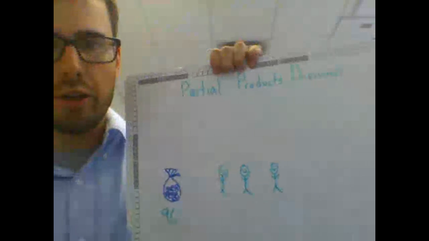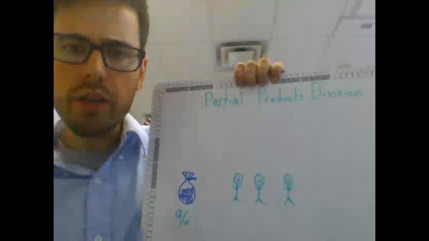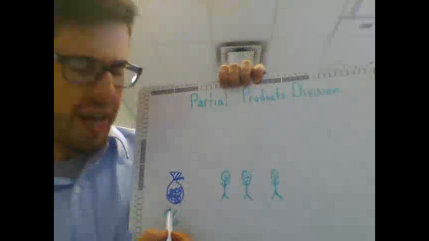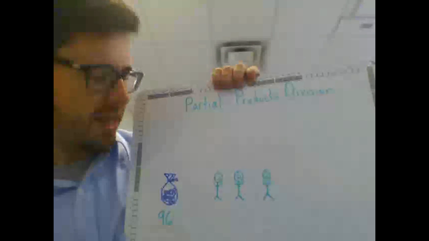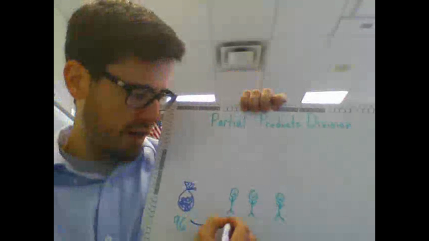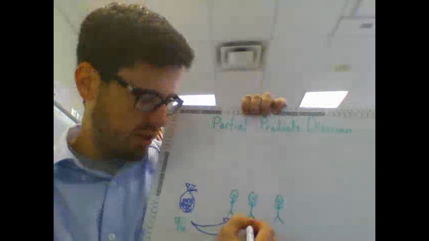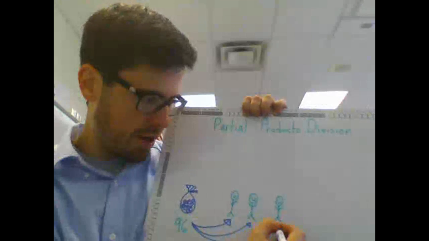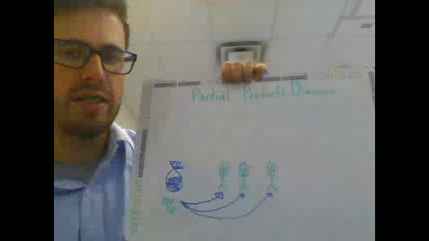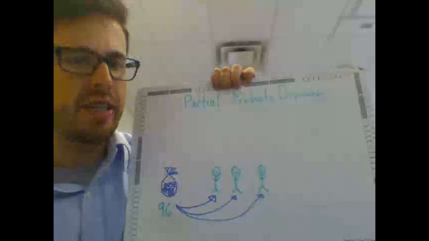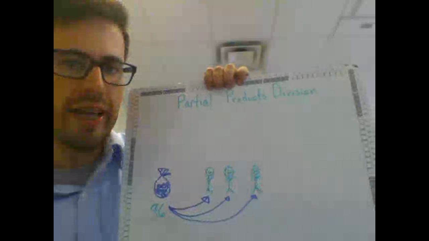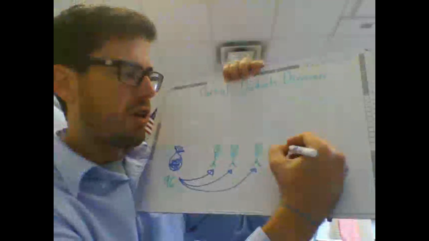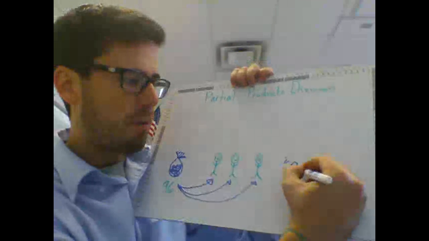All right, so let's revisit the problem that we talked about in an earlier video. The problem was, if we had 96 pieces of candy and we wanted to share it with 3 students equally, in other words, each student gets the same number of candies, how many candies would they get? And we talked about a strategy that's called divvying up.